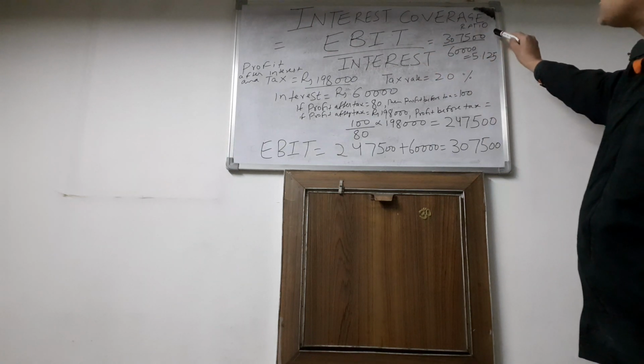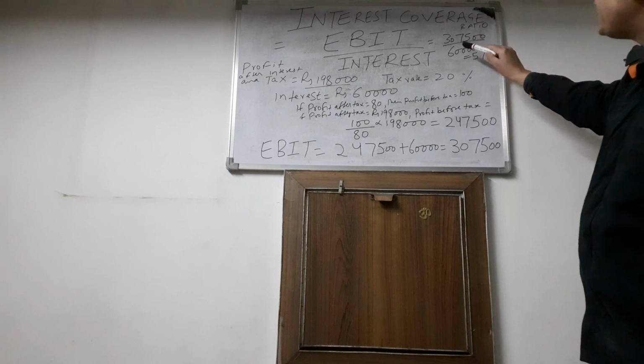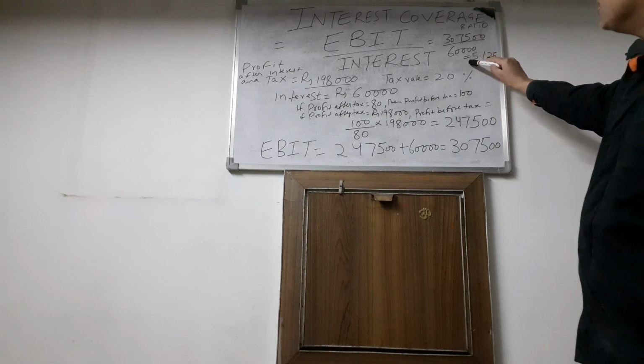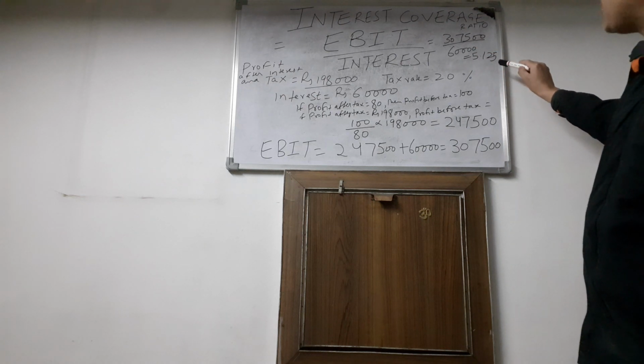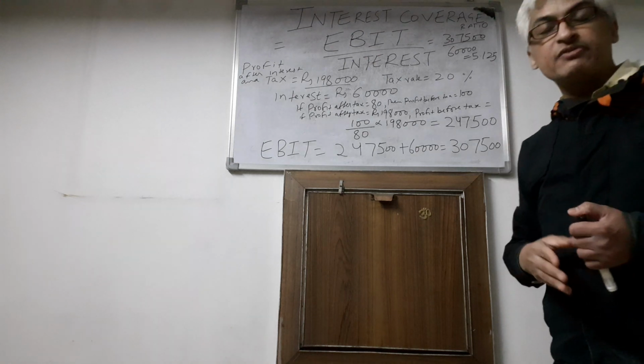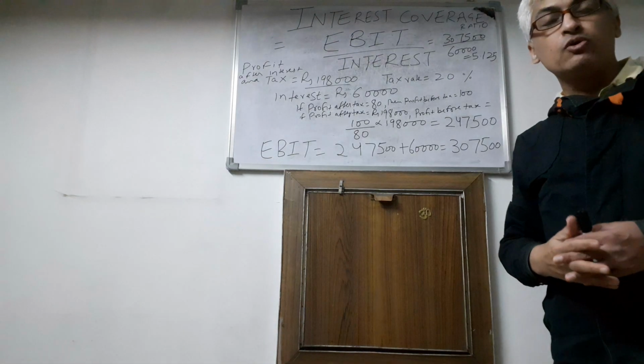So now we will calculate the interest coverage ratio, which is equal to EBIT divided by interest. So EBIT is 3,07,500 divided by 60,000, which is equal to 5.125 times. So interest coverage ratio is 5.125 times.